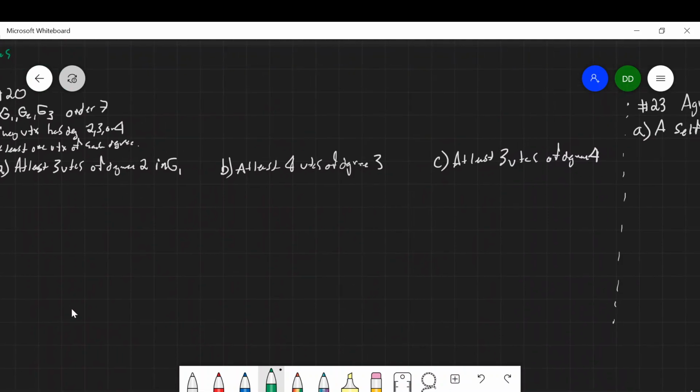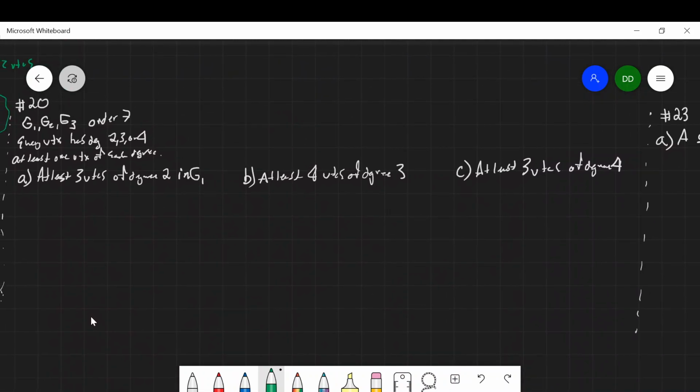Let's jump over here to problem number 20 from the same section, 12.1. In this one, we're asked to construct some graphs with given properties. We know that each graph, G1, G2, and G3 is order 7, and that every vertex has degree 2, 3, or 4 in each graph. Furthermore, there's at least one vertex of each of these degrees. And then in part A, we want at least 3 vertices of degree 2. In part B, at least 4 vertices of degree 3. And part C, at least 3 vertices of degree 4.